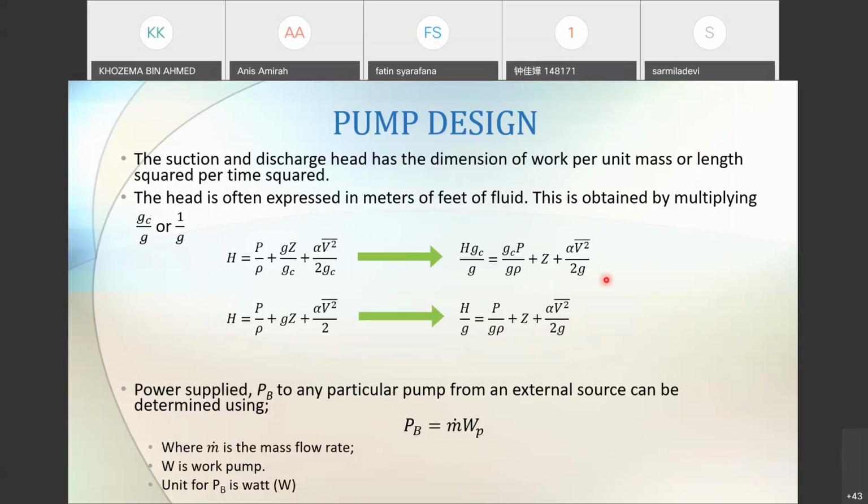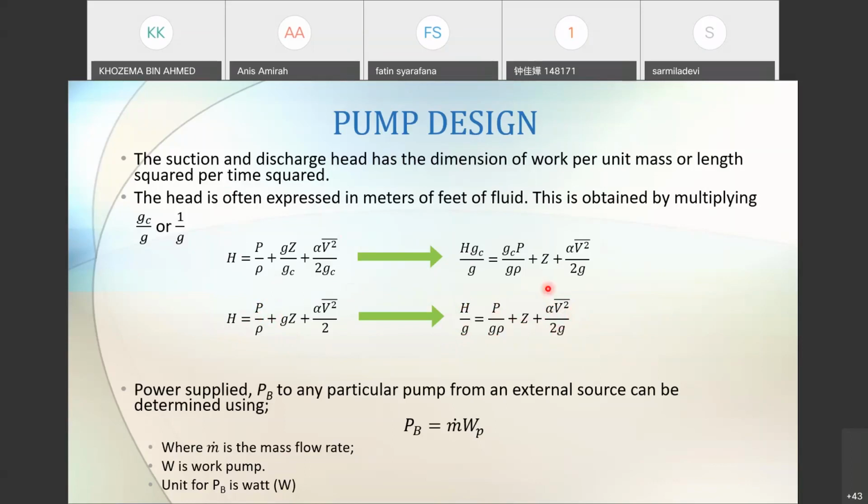Now again, this part of the equation is just for your knowledge. Please focus on this part of the equation. In order for us to change the unit here from meter squared per second squared into meter only, we divide every term here by G. So it becomes H over G, P over G rho plus Z plus alpha V squared over 2G.